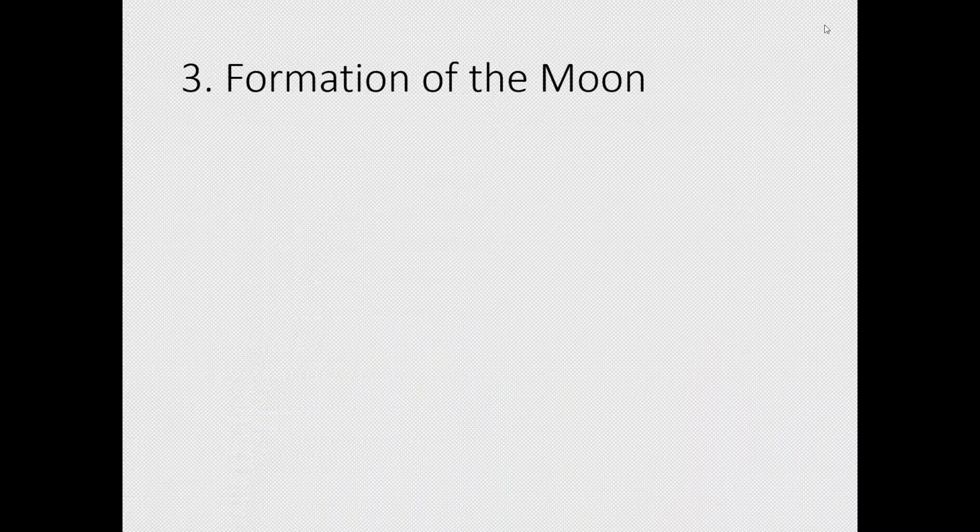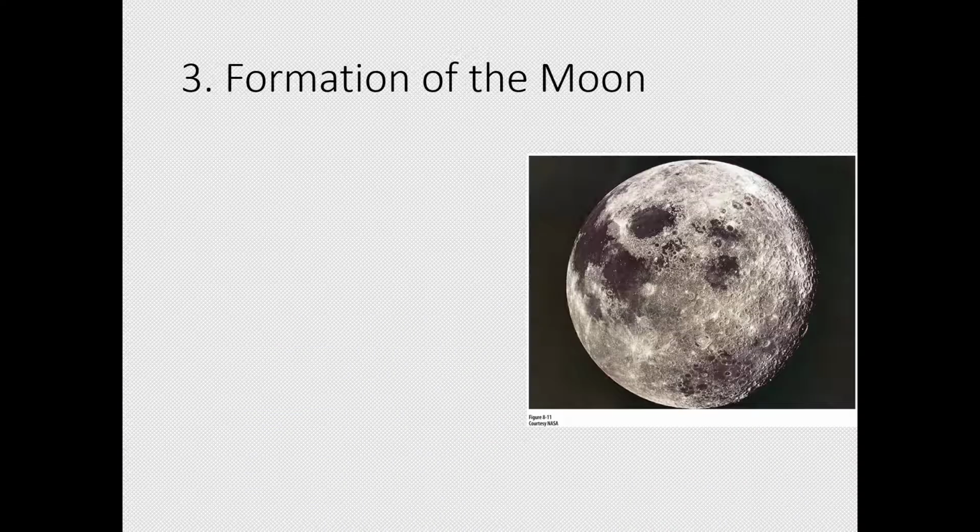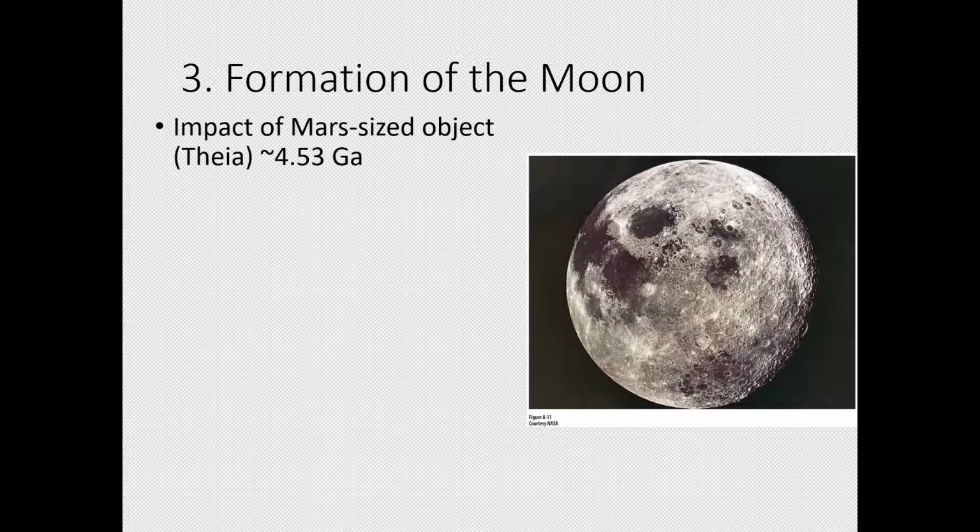Another event that happened early in the Hadean Eon was the formation of the Moon, our closest cosmic body, which the current hypothesis is that the Moon was created by the impact of a Mars-sized object that astronomers have named Theia about 4.53 billion years ago. So again, the Earth was first formed about 4.56 billion years ago to our best estimate. So this is very shortly after the initial formation of the Earth.